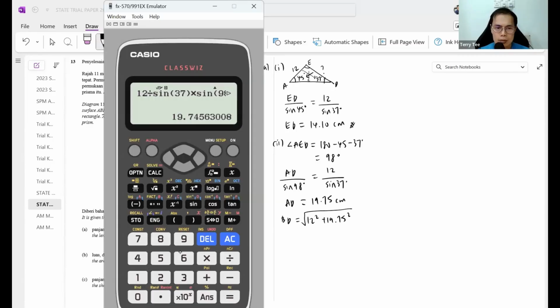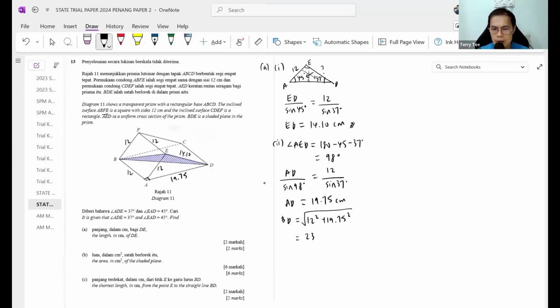Maybe I just type the whole thing at 19.75 again. Square plus 12 squared, put the square root over. I got 23.11. Yeah, BD is 23.11. So now I still need to find the length of BE.